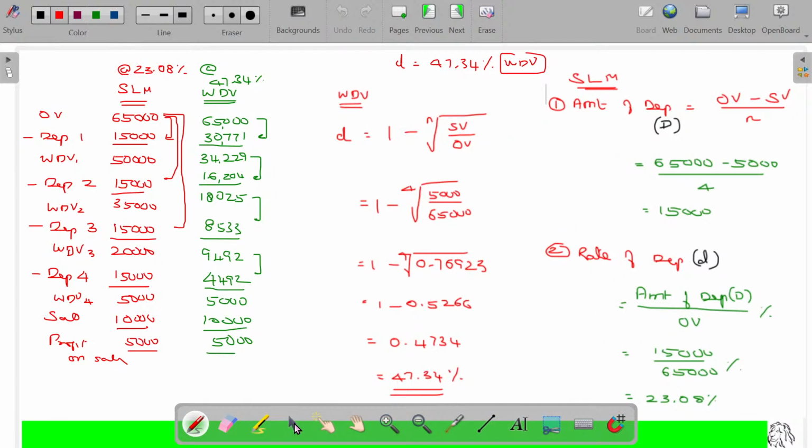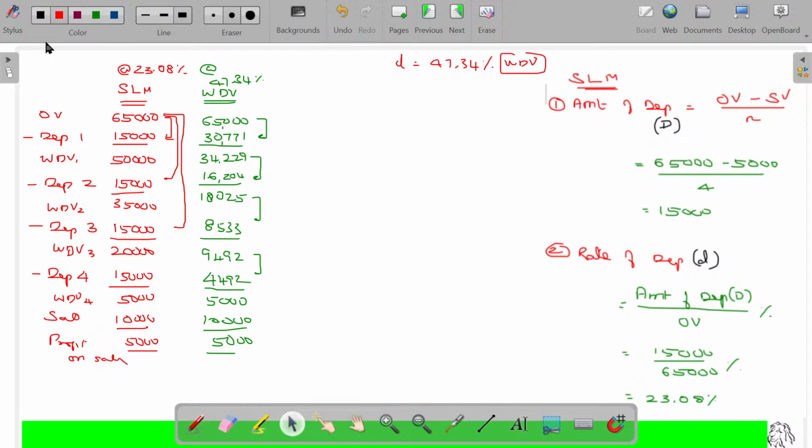Applying this, I can easily find out the WDV for every year under the WDV model. Here, out of 65,000 for the first year at the rate of 47.34%, you get this much depreciation. After depreciation, the value you get is called WDV. The WDV method of depreciation is nothing but calculating the depreciation based on this value. Is that clear?